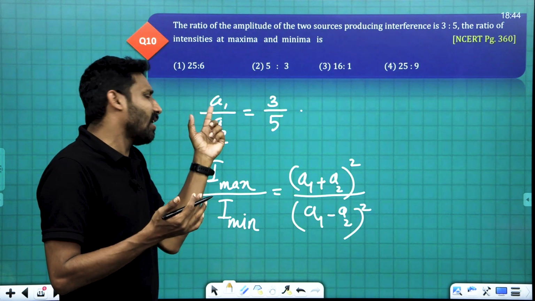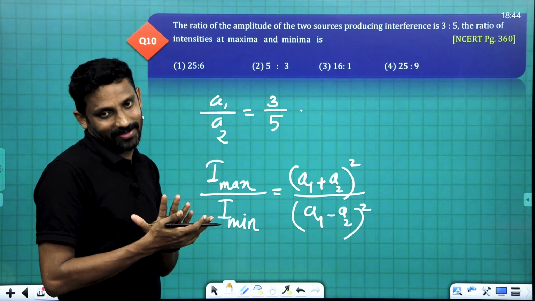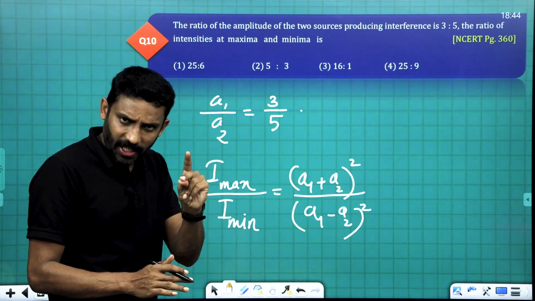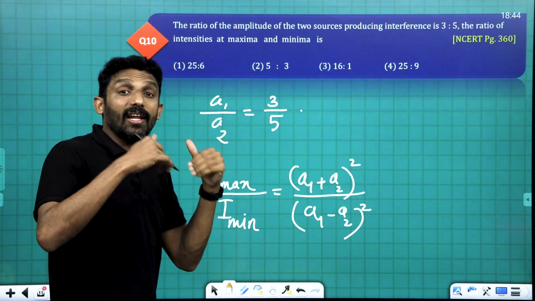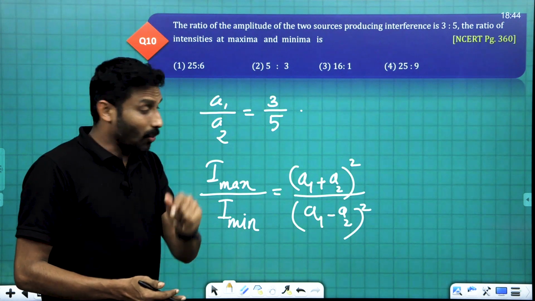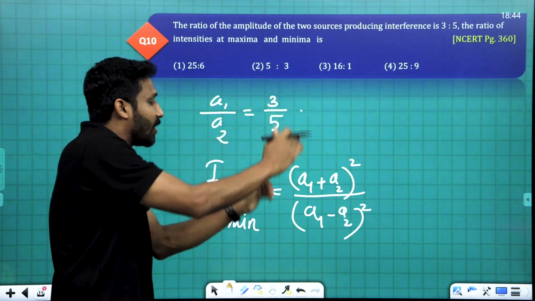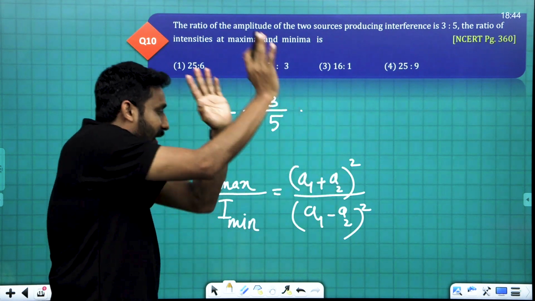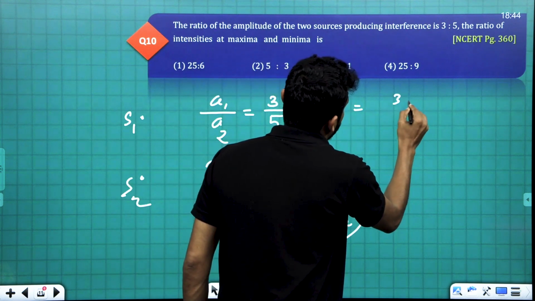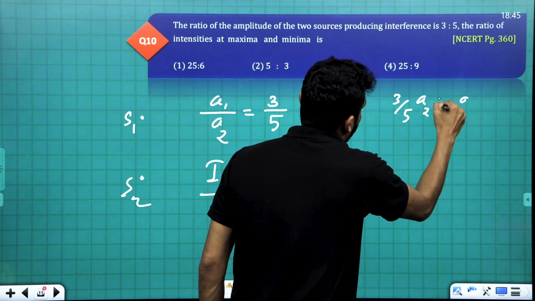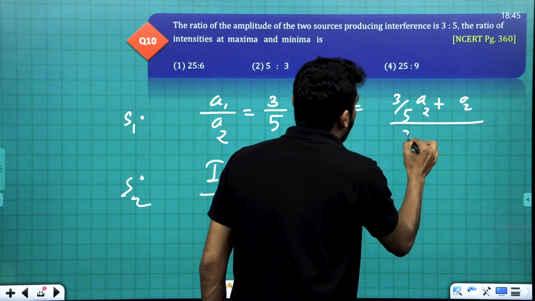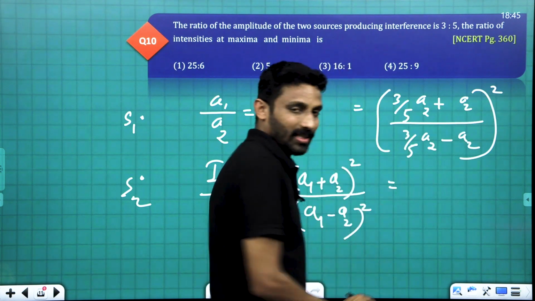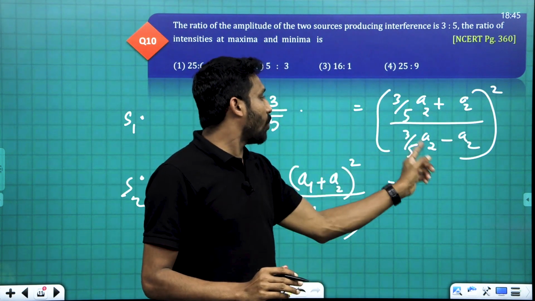A1 is equal to 3/5 of A2. Otherwise, we can place A1 as 3 and then A2 as 5. Actually, A1 is not 3 and A2 is not 5, but if we put A1 as 3, then we can assume A2 as 5. Otherwise, we can place instead of A1 here 3/5 of A2: 3/5 of A2 plus A2, divided by 3/5 of A2 minus A2, the whole square. This is the actual apt way. A2 cancels.